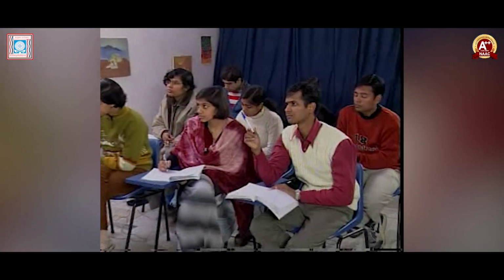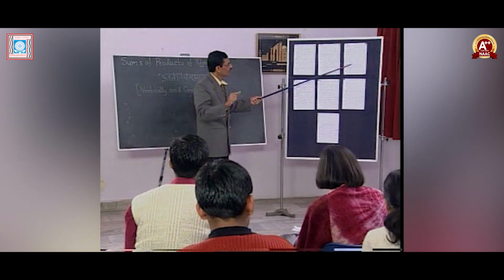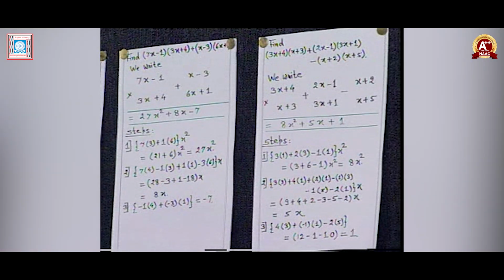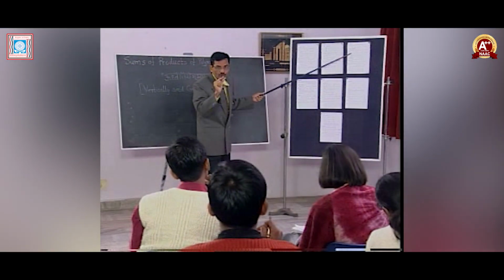3 into 1, plus 2 into 3, minus 1 into 1. That means 3 plus 6 minus 1, that is 8x squared. Now second step: collect all the terms, the coefficient of x in every term, very carefully.